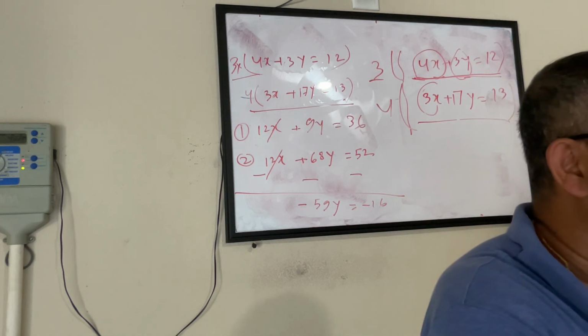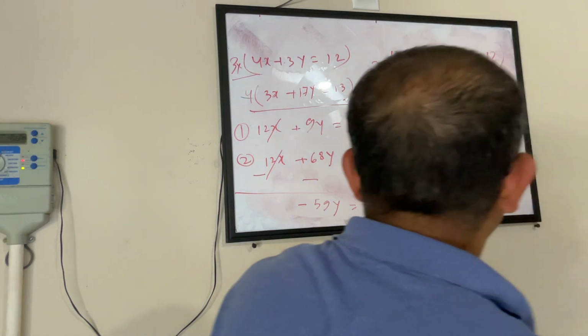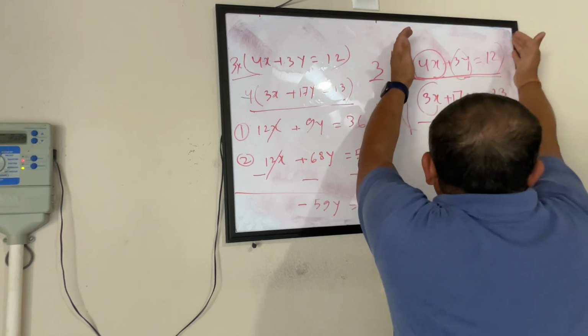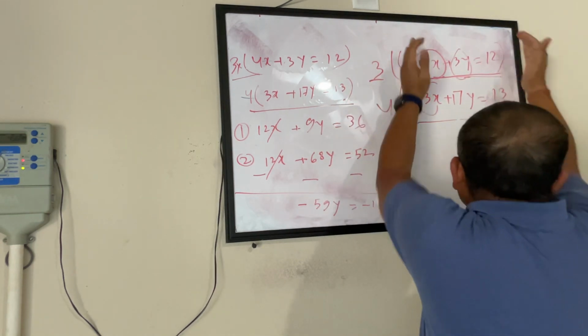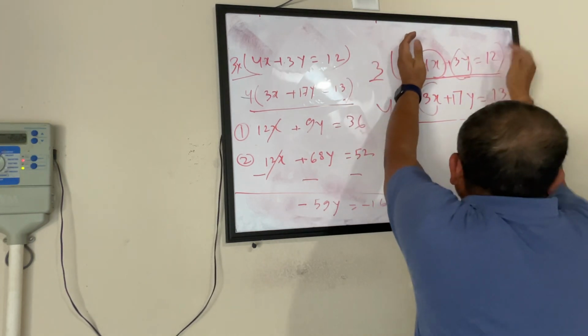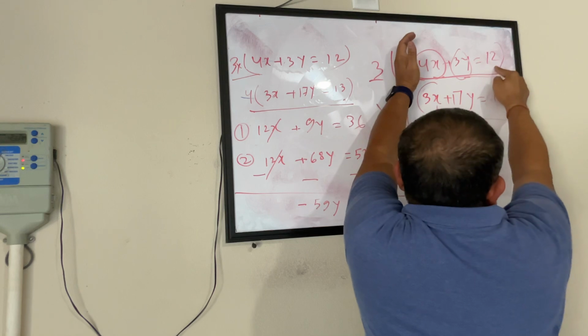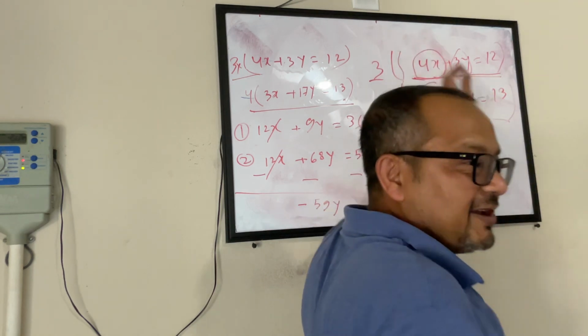Yes, Sagnika. You want to know how I got 36, because the variables have to be the same number. I got 36 because I multiplied the first equation with 3 and second equation with 4. So when I multiplied the first equation with 3, this got multiplied by 3. 12 times 3 is 36. Okay, alright.